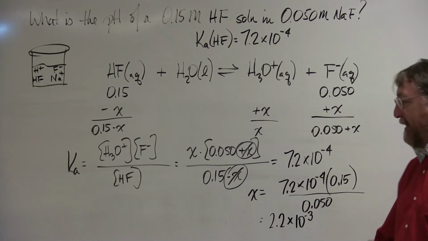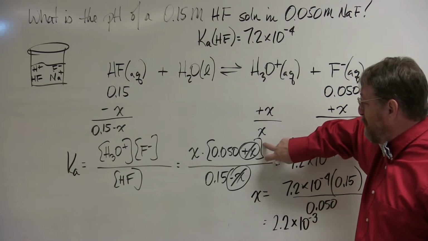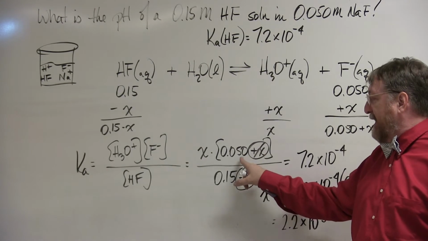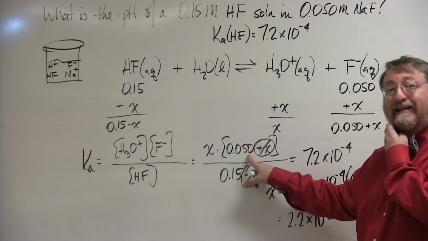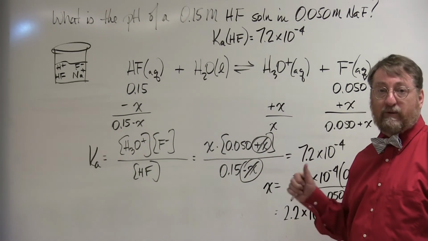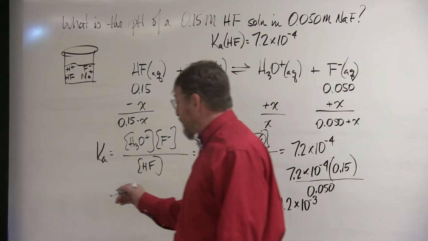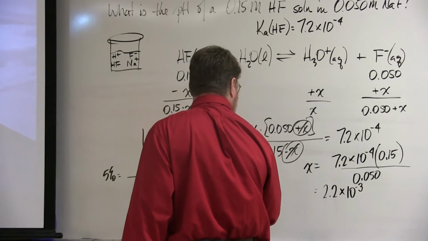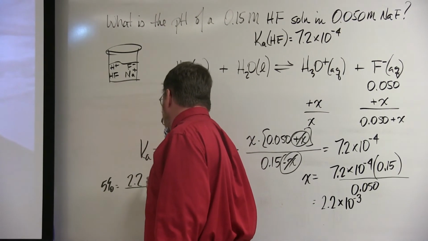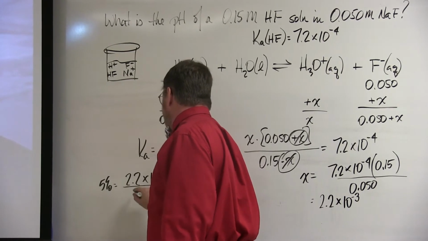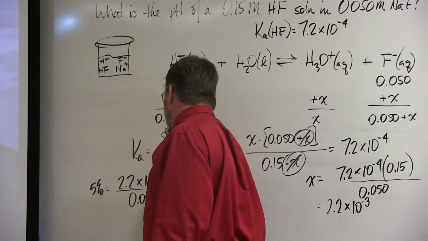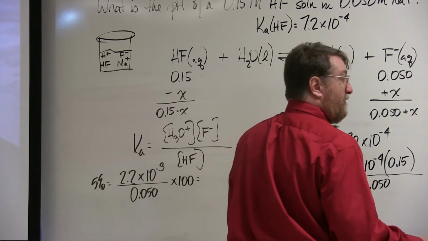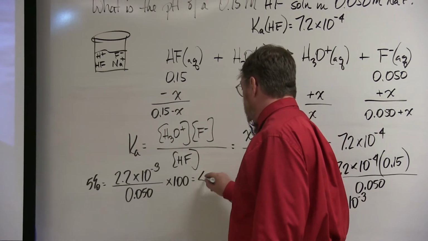Well, we need to do a check on that. When you do that check, do the check relative to the smaller of the two concentrations. Meaning if it's less than 5% relative to 0.05, then it's definitely less than 5% relative to the larger 0.15. So I do my 5% check: 2.2 times 10 to the minus 3 divided by 0.05 times 100. Plug that in, and I'm going to get 4.3%.